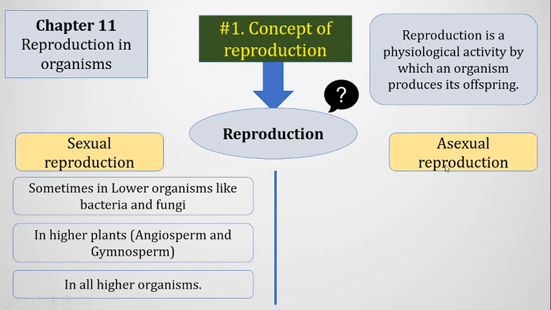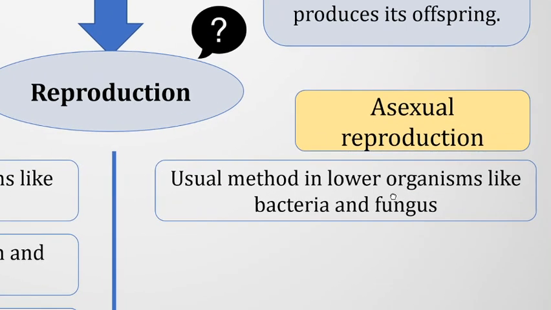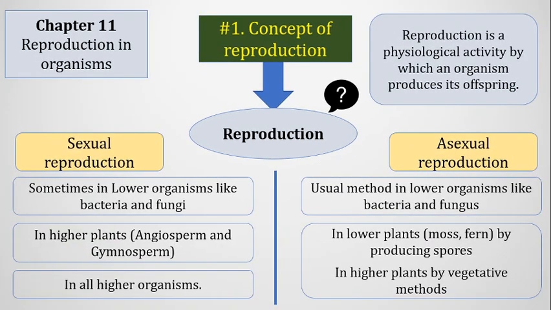Now, in which organisms does asexual reproduction take place? Usually, asexual reproduction takes place in lower organisms like bacteria and fungi. In bacteria and fungi, the usual method of reproduction is asexual. We know that they reproduce by amitosis or binary fission. And in lower plants like moss and fern, they produce spores by the asexual reproduction method.